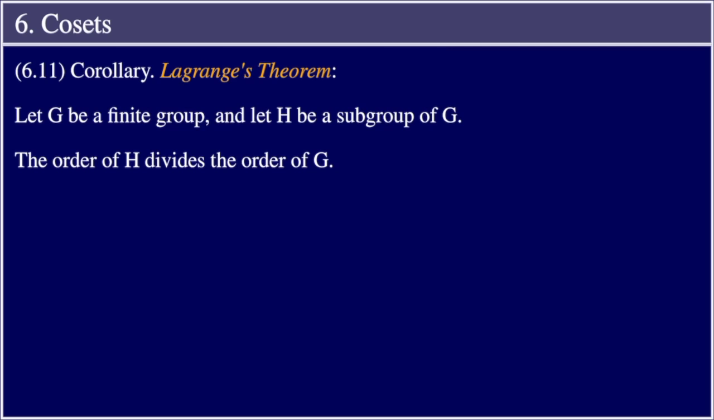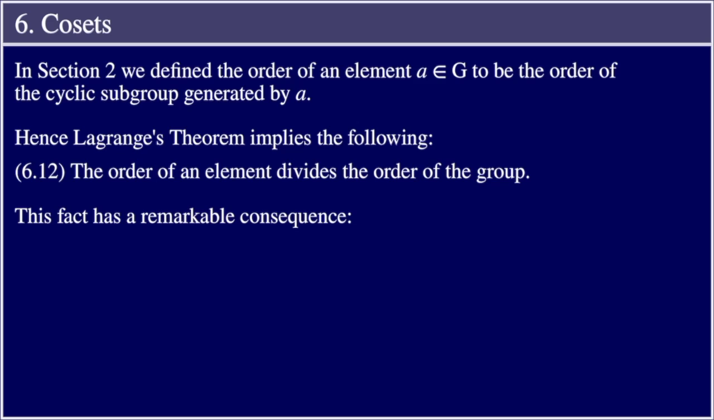6.11. Corollary. Lagrange's theorem. Let G be a finite group and let H be a subgroup of G. The order of H divides the order of G. In section 2, we define the order of an element a, a member of G, to be the order of the cyclic subgroup generated by a. Hence, Lagrange's theorem implies the following. 6.12. The order of an element divides the order of the group. This fact has a remarkable consequence.